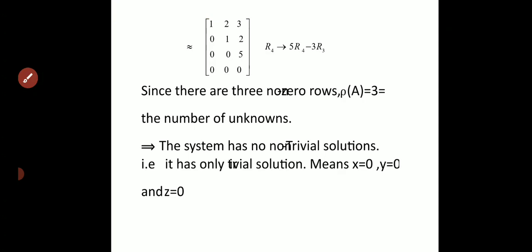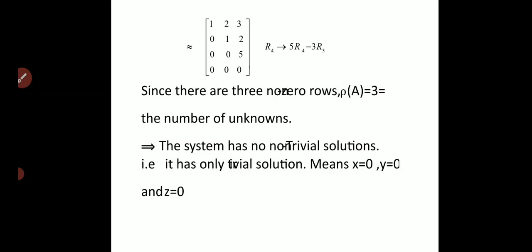So next it is equivalent to: the first row is 1, 2, 3, the second row is 0, 1, 2, and here I have repeated the same matrix, that is 0, 0, 5 and 0, 0, 0. How many non-zero rows do we have here? We have only 3 non-zero rows. That is, rank of A is equal to 3. This is the number of unknowns. As you have seen, if the rank of the matrix A is equal to the number of unknowns, then the system has only the trivial solution.